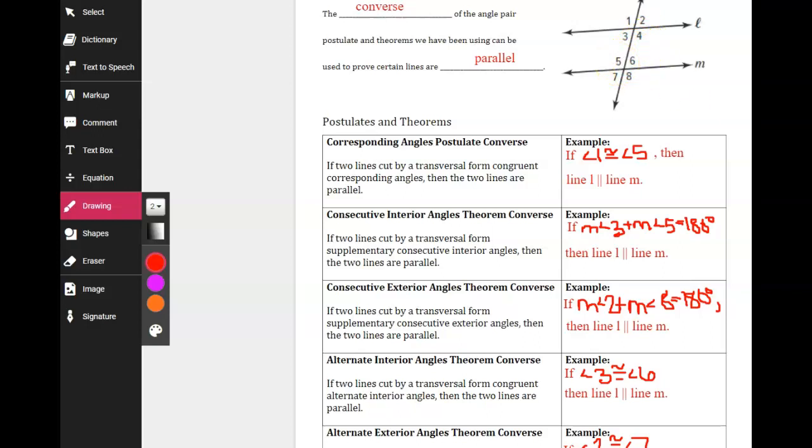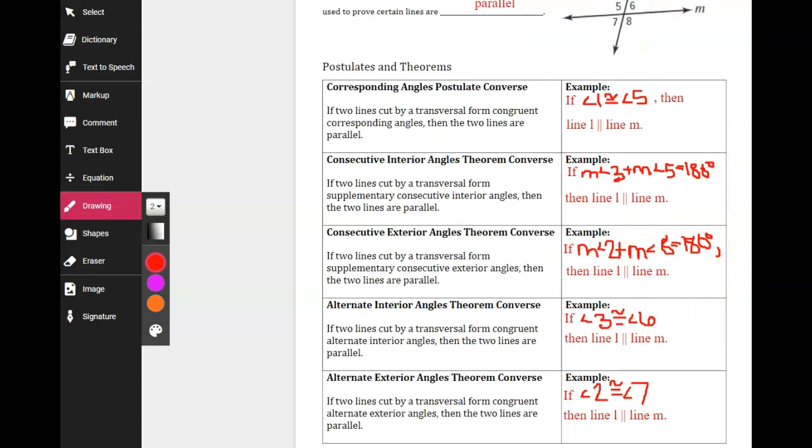And finally, we have the alternate exterior angles theorem converse, which says that if two lines cut by a transversal form congruent alternate exterior angles, then the two lines are parallel as well. So we could either talk about if angle 2 is congruent to angle 7, or if angle 1 is congruent to angle 8. Then lines L and M are parallel to each other.